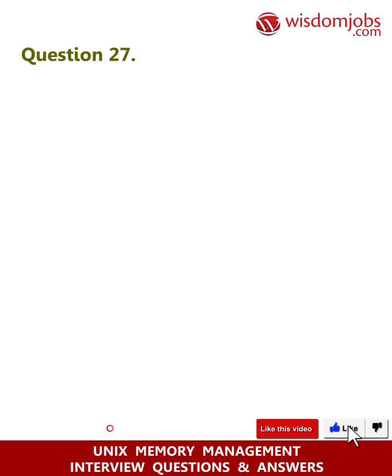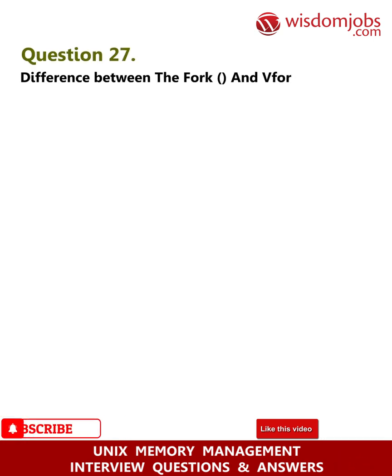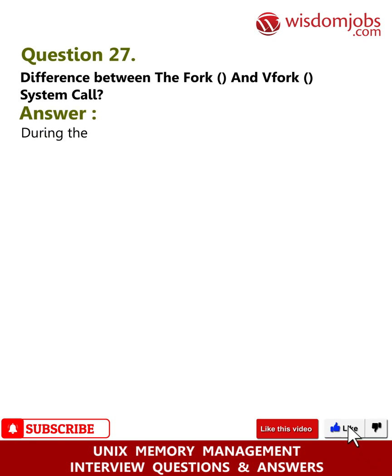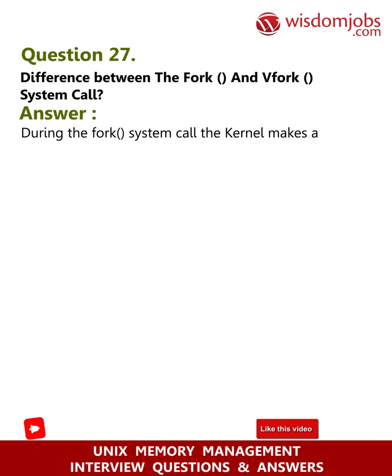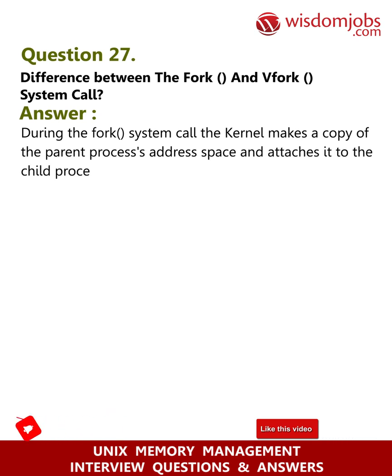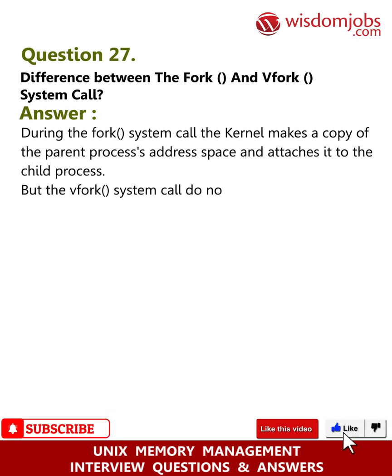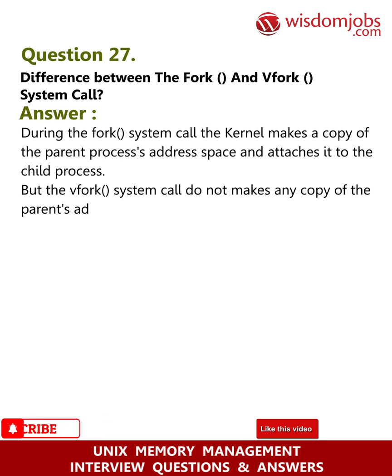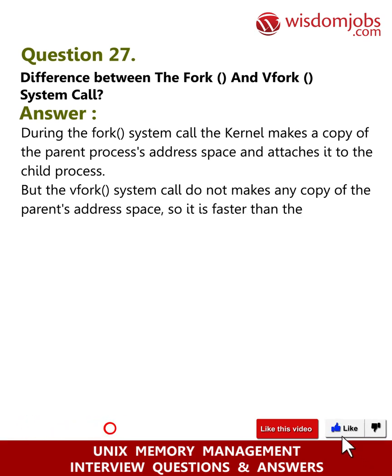Question 27. Difference between the fork and vfork system call? Answer. During the fork system call the kernel makes a copy of the parent process's address space and attaches it to the child process, but the vfork system call does not make any copy of the parent's address space, so it is faster than the fork system call.